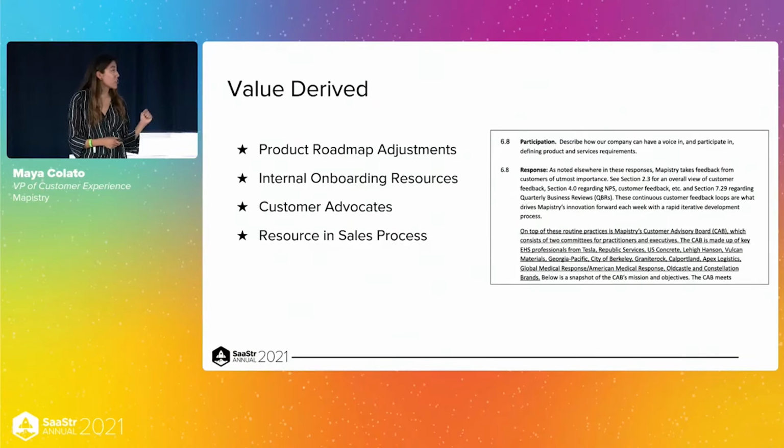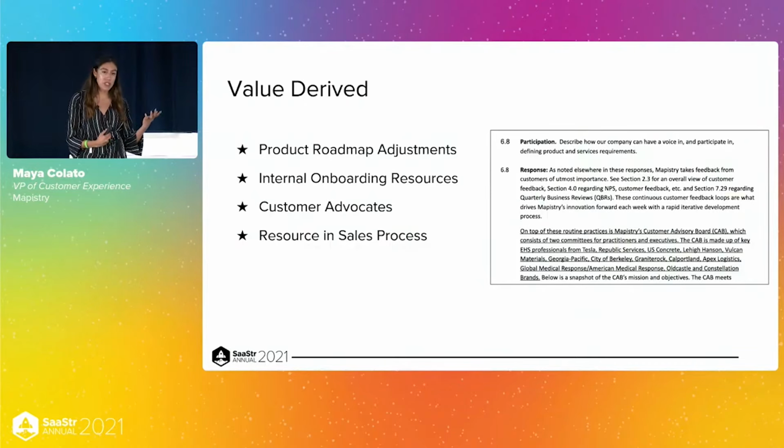The second thing is internal onboarding resources. So when we hire a new AE, they have access to our recorded CAB calls. And that allows them to learn very quickly how our customers are talking about us, how they make decisions to buy the software, and how they want to see us grow. And that really helps us fuel the prospect conversations from the start.